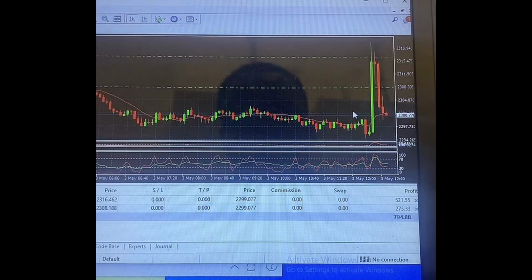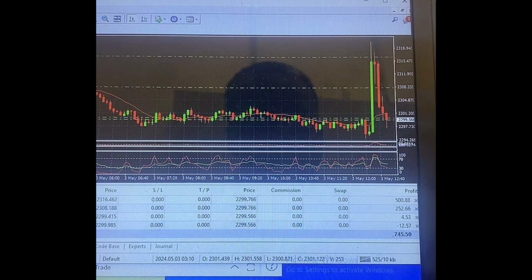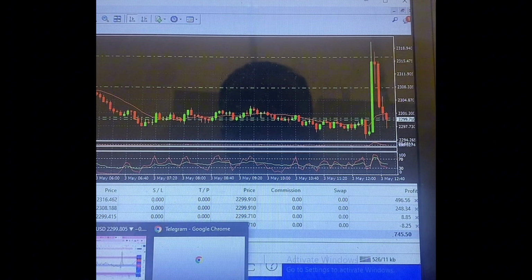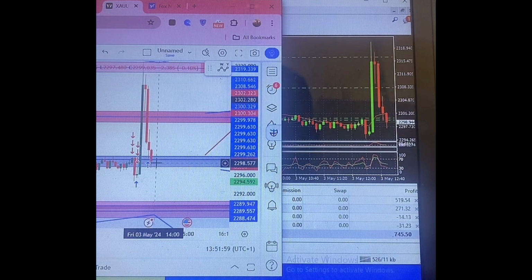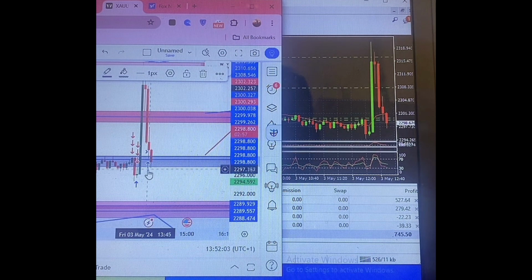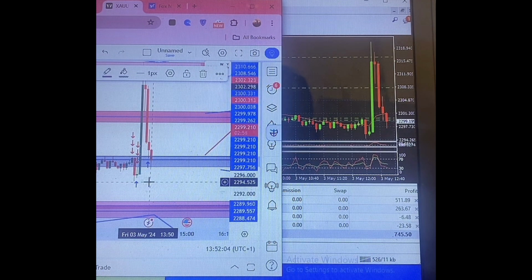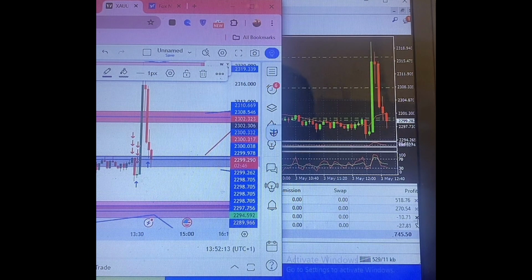I'm expecting it to still maybe go a little bit bullish to respect, then go to 2308, respect the zone, then start falling. But if it breaks 2308, that means it's going up again. So I'm going to be buying from here. I'm already in buys. I took like two buys, that's why I have some negative values. So I'm just waiting for it to respect the zone.